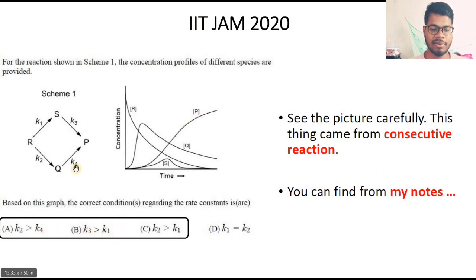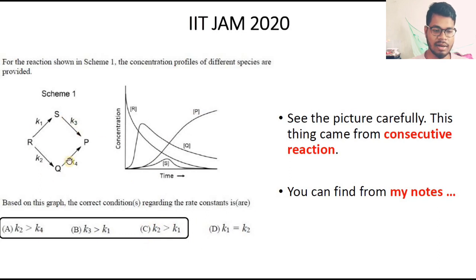Similarly, K3 is greater than K1. K3 means the formation of P, and K1 means formation of S. So P and S. You can see that P is in the above section and S in the below section. That means the concentration of P is at any time more than S, so the rate of formation of P is greater than the rate of formation of S. That's why K3 is greater than K1.